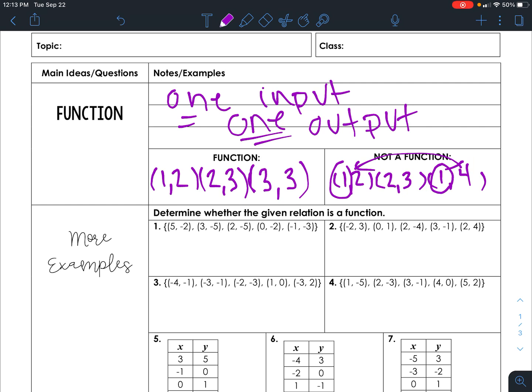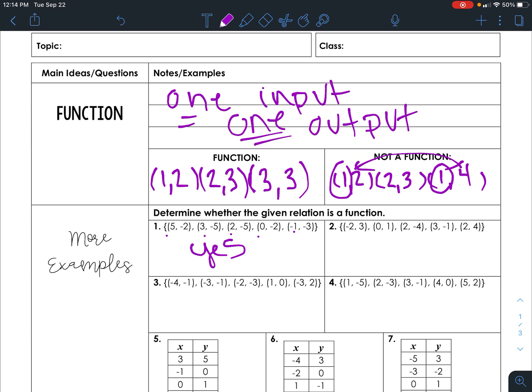All right, so we're going to determine if this group of ordered pairs is a function. So number 1, we have (5, -2), (3, -5), (2, -5), (0, -2), and (-1, -3). So we're looking for repeating x's. I don't see any repeating x's, and each value of x has one value of y, right? So that is a function.